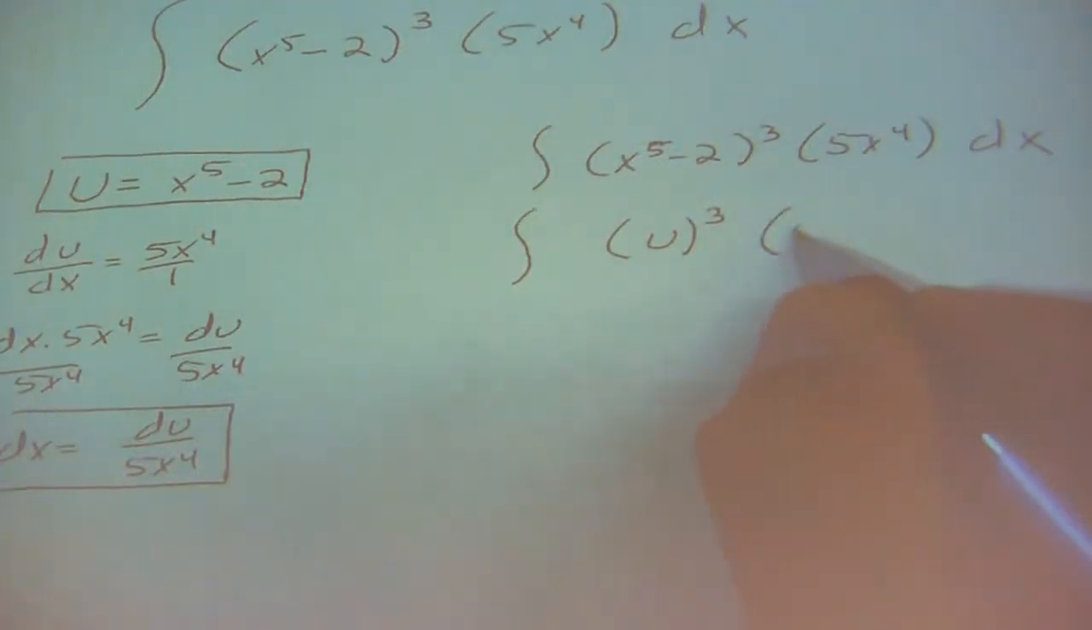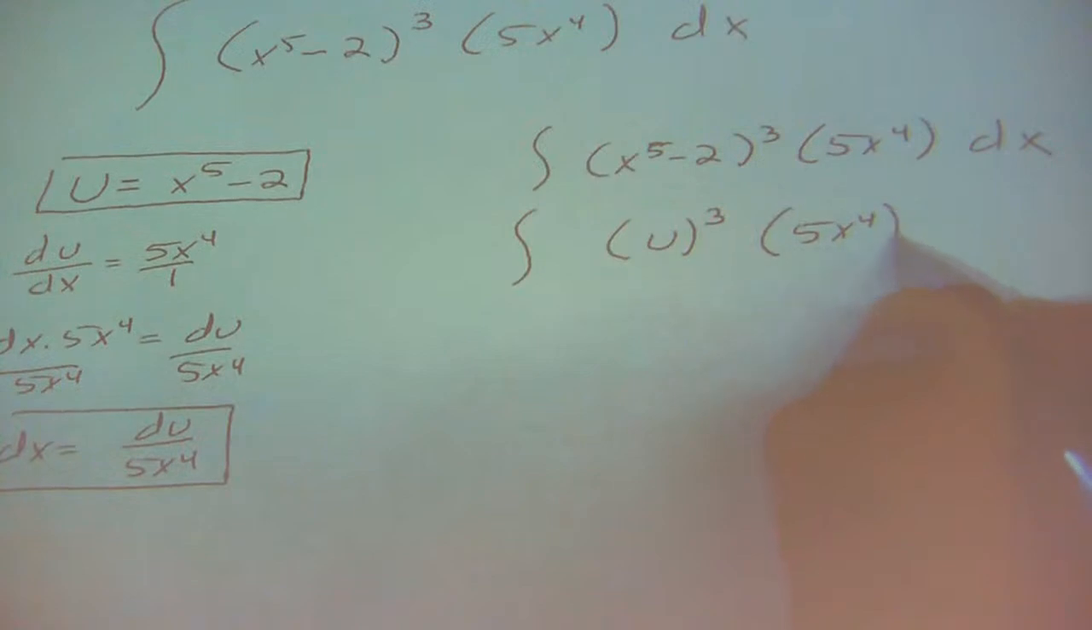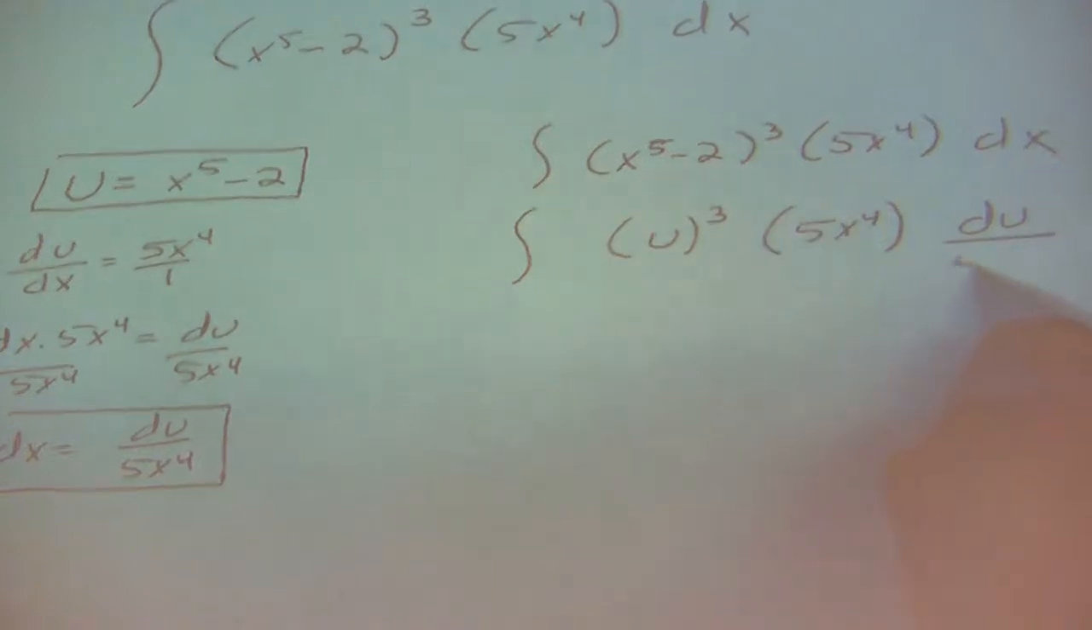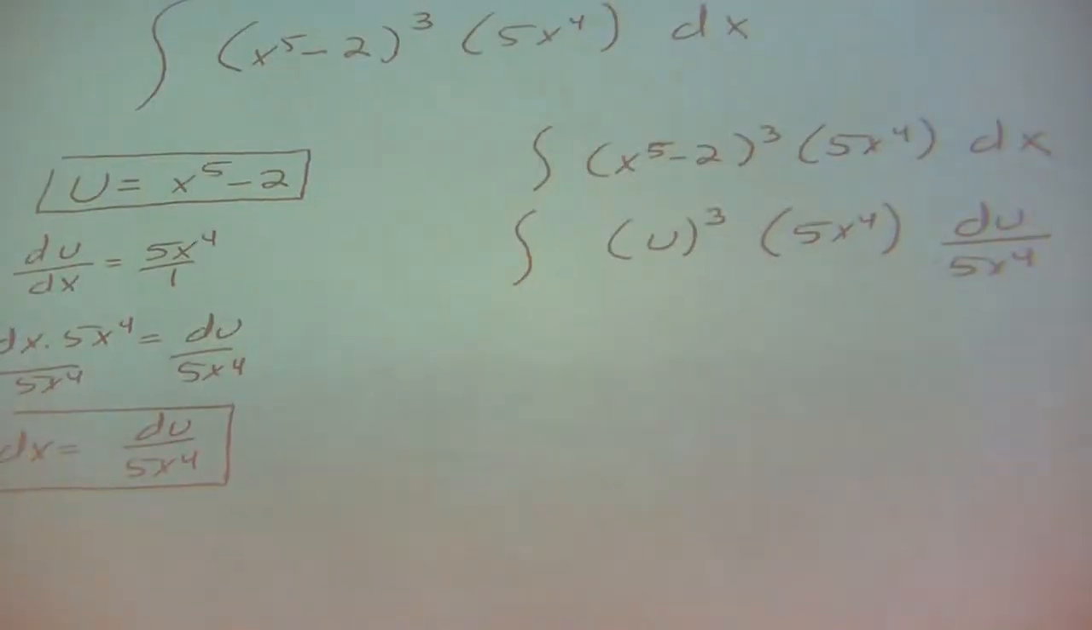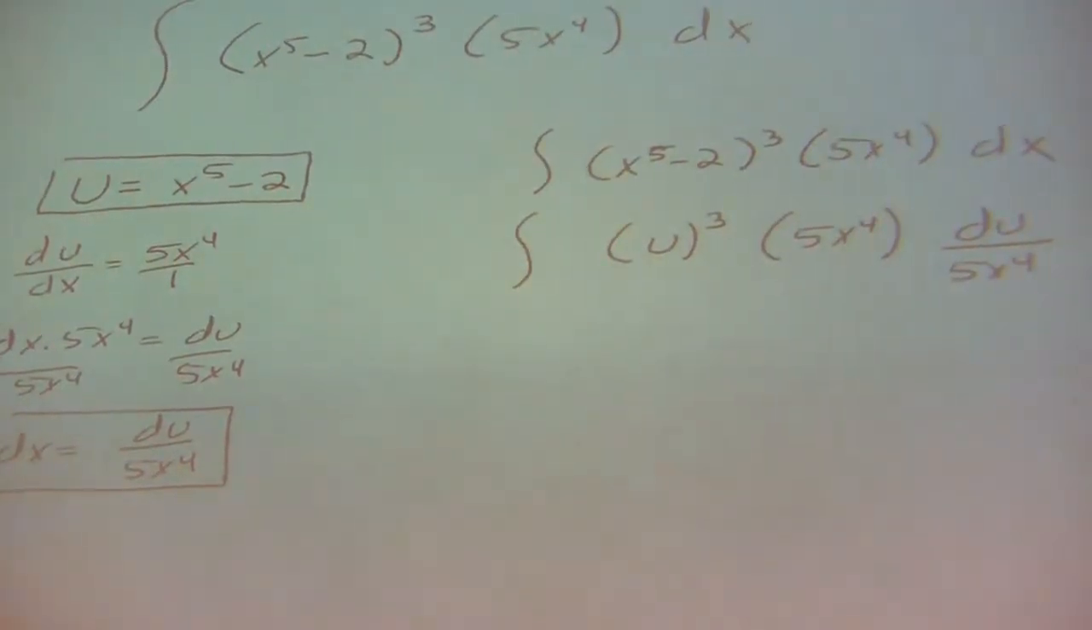I don't have anything for 5x to the 4, but instead of dx, what am I going to put? Du over 5x to the 4. Now, those are my substitutions. And right now, you're going to look at me and say, you've just made it worse. Before we had x's, now we have x's and u's. You've actually made it harder.